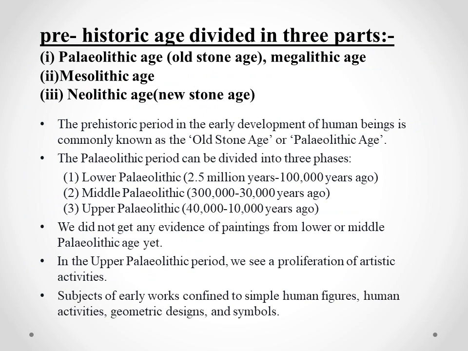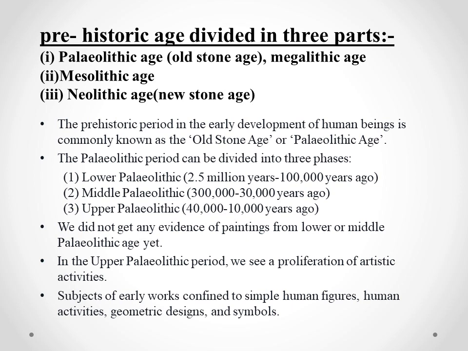The prehistoric age is divided into three parts: Paleolithic age, Mesolithic age, and Neolithic age. Paleolithic age is also known as the Old Stone Age. Mesolithic age is the Middle Stone Age. Neolithic age is the New Stone Age. The prehistoric period in the early development of human beings is commonly known as the Old Stone Age or Paleolithic Age. The Paleolithic period can be divided into three phases: first is Lower Paleolithic, second is Middle Paleolithic, third is Upper Paleolithic.